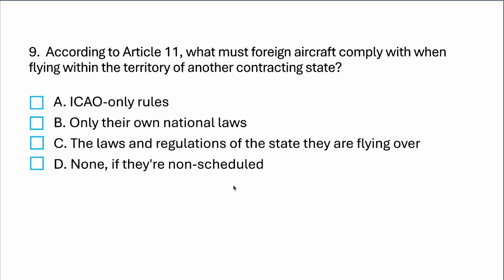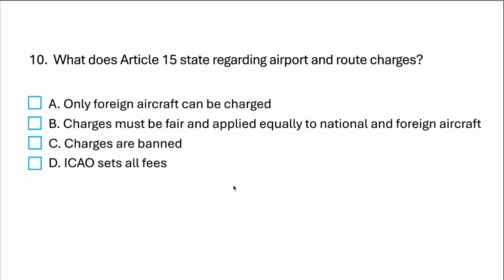So when an aircraft is flying over the airspace of another country, they are supposed to follow the rules and regulations regarding navigation of that country, because that country has sovereignty over its own airspace. So they have the full rights of their airspace, and thus the aircraft flying in their airspace should follow their regulations, irrespective of the nationality of the aircraft or the registration country of that aircraft. So the correct answer is option C, the laws and regulations of the state they are flying over.